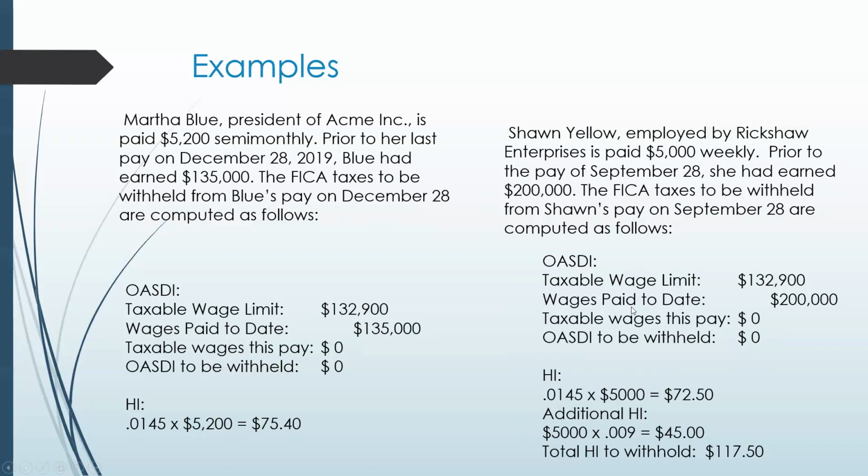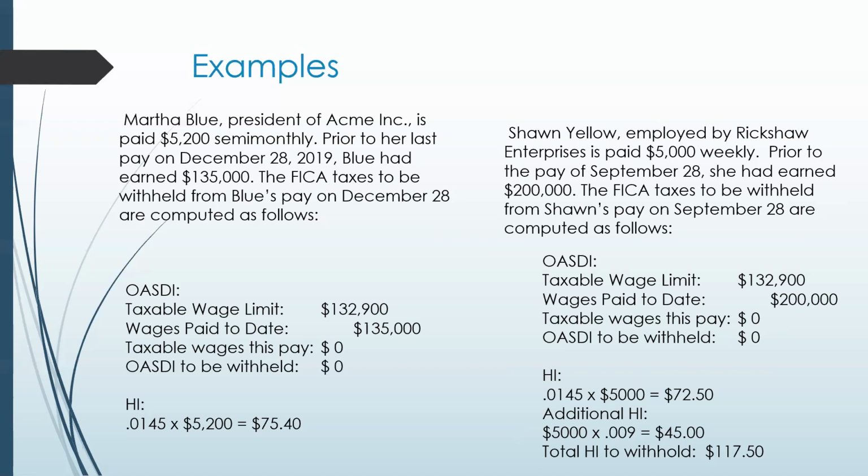On the right-hand side, you can see the additional calculation of HI for employees that have over 200,000. So it says in this example that prior to the pay, Sean had earned $200,000 prior to this current pay, where they're paid $5,000 a week. So the OASDI calculation, obviously they're over the wage base, so there's no taxable wages. OASDI is going to be zero.